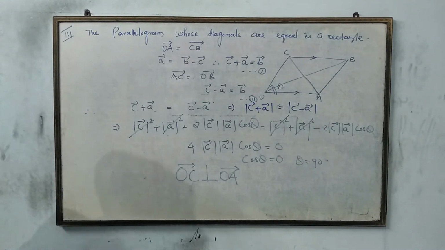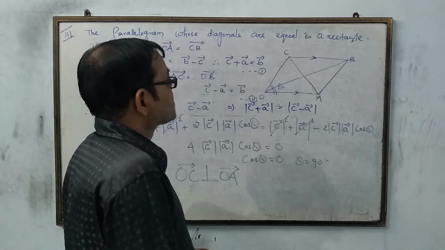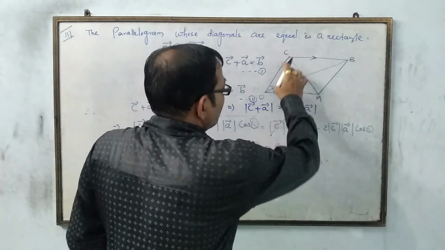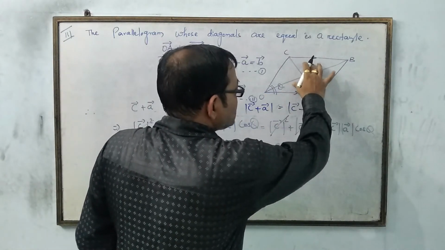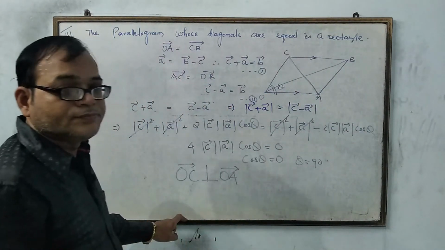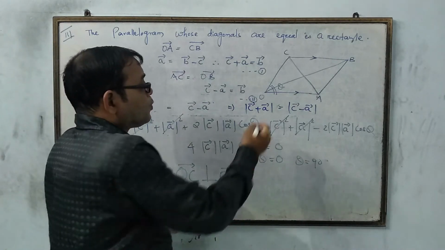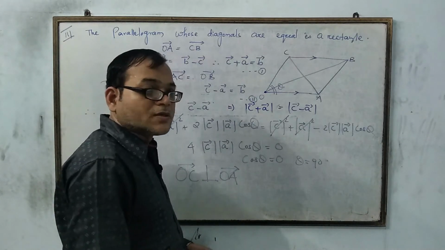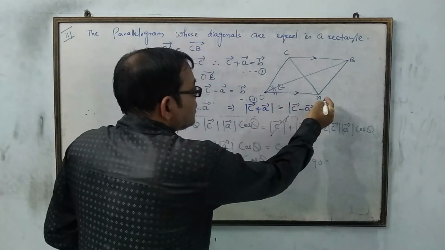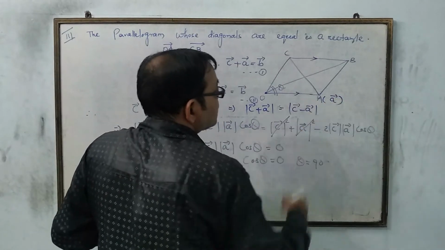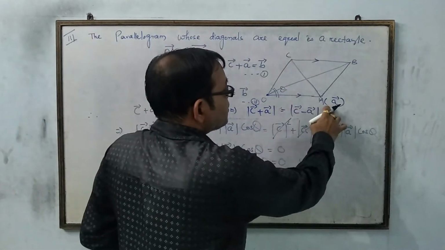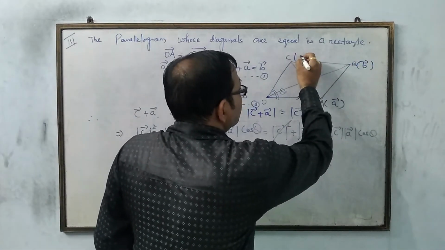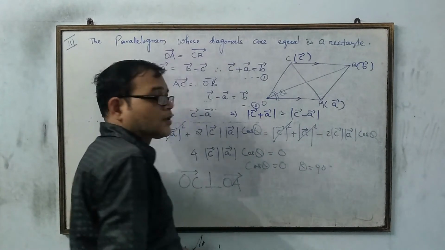Third bit: the parallelogram whose diagonals are equal is a rectangle. Here OABC is a parallelogram where O is the origin. If O is the origin, then the position vector of A is vector A, the position vector of B is vector B, and the position vector of C is vector C. Right?